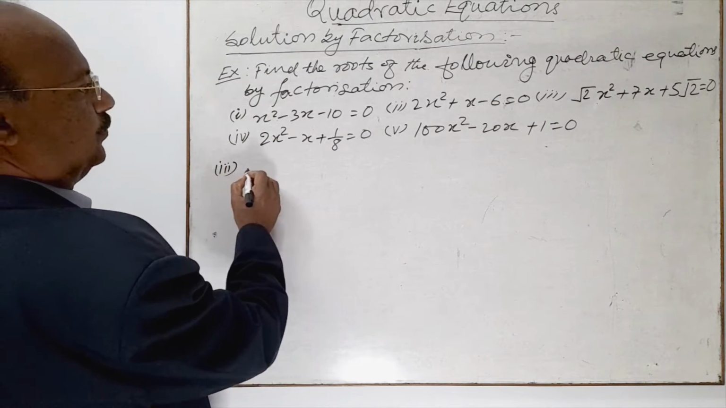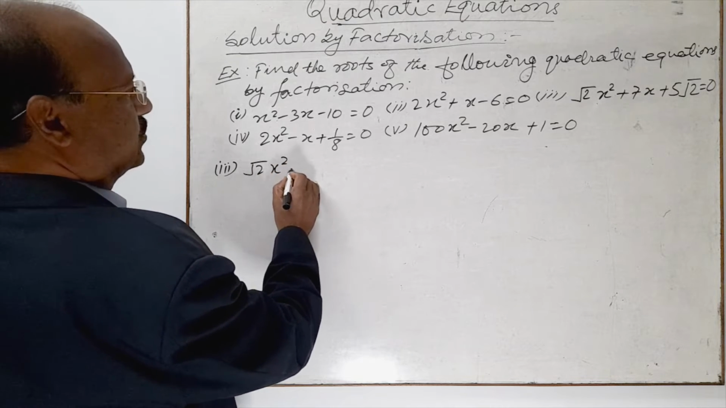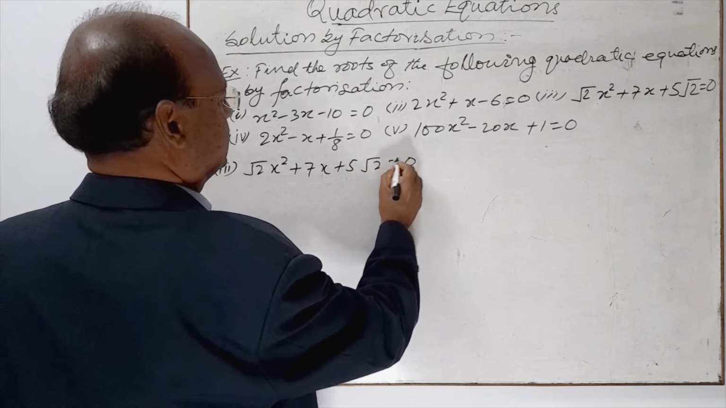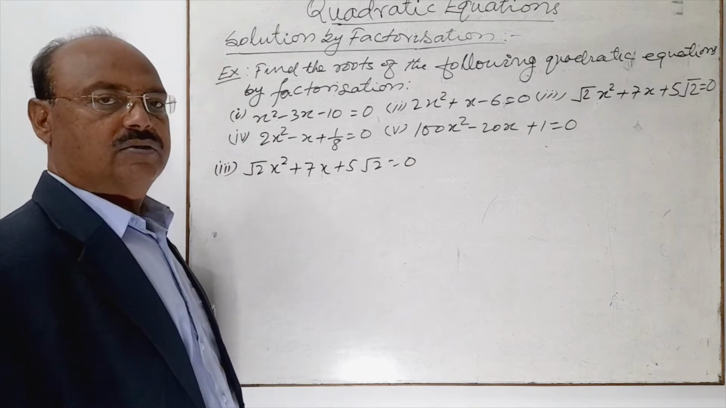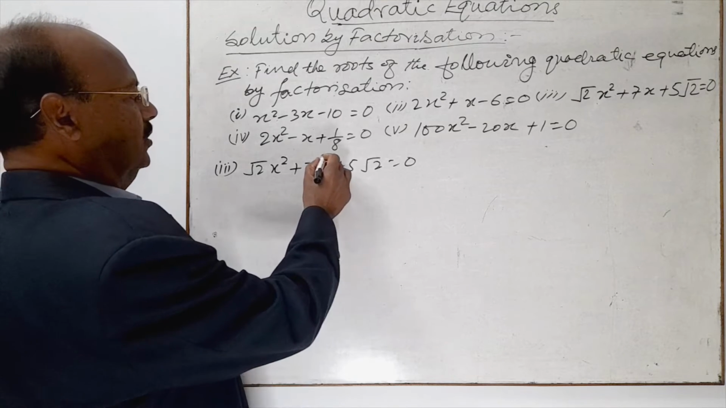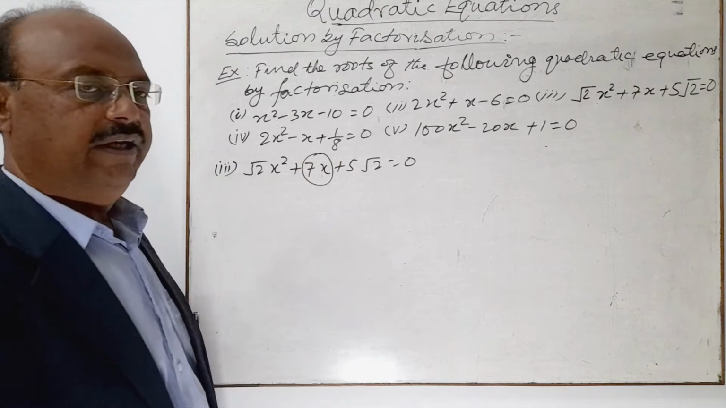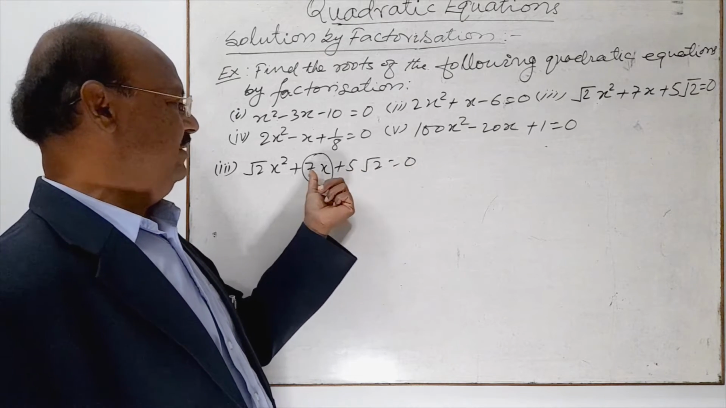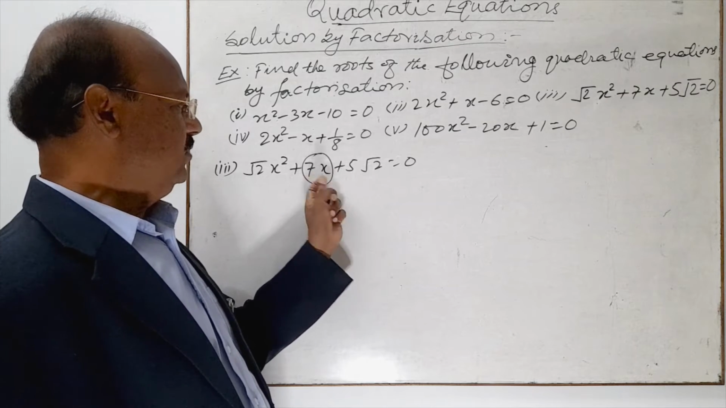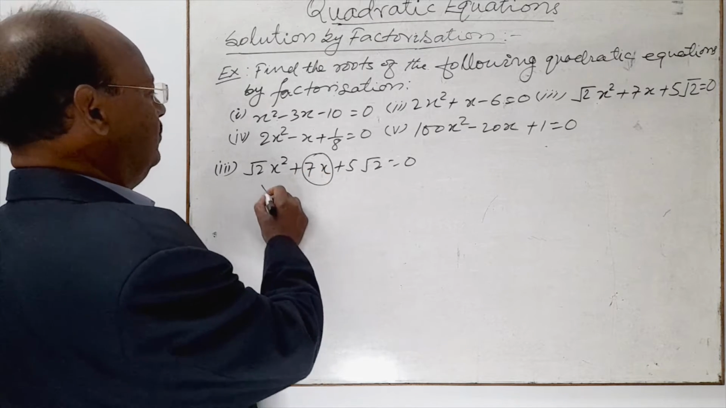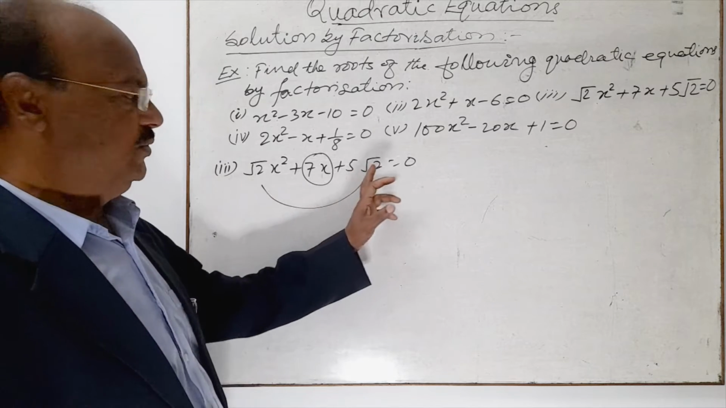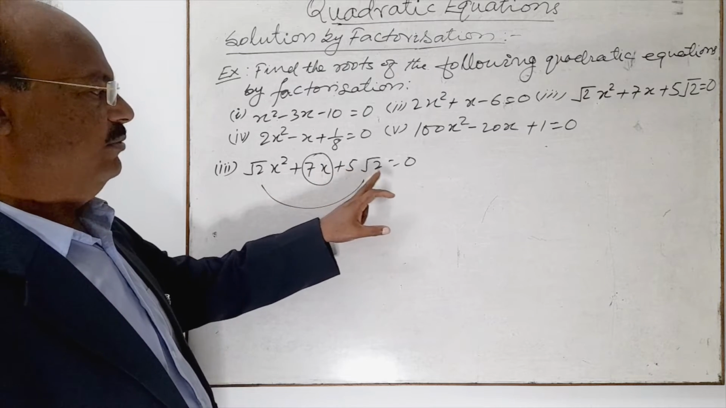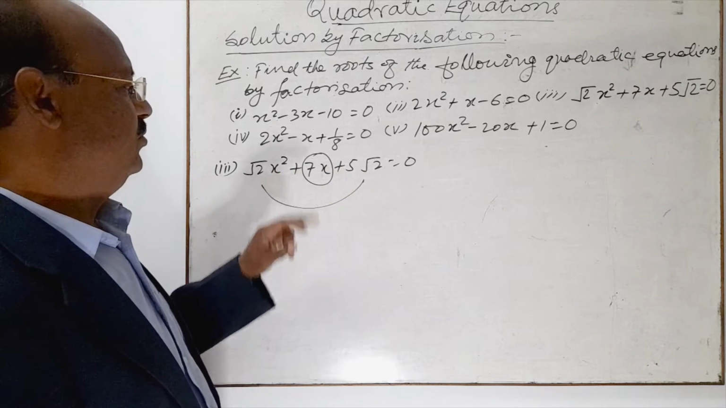Here the third question is root 2x square plus 7x plus 5 root 2 is equal to 0. So how will we approach? First of all, we have to break this 7x into two parts so that after adding these two terms the sum will remain 7x, but the product of these two parts will be equal to the product of the first and last terms. Your first and last terms are root 2x square and 5 root 2. So the product of these two terms will be how much?